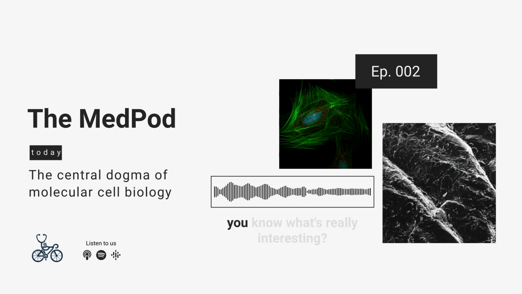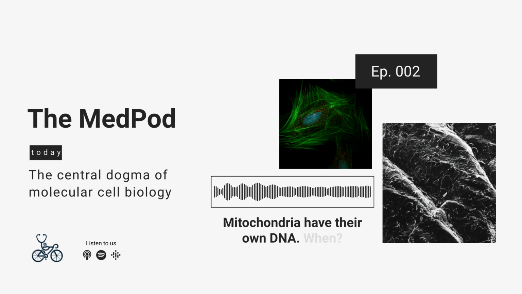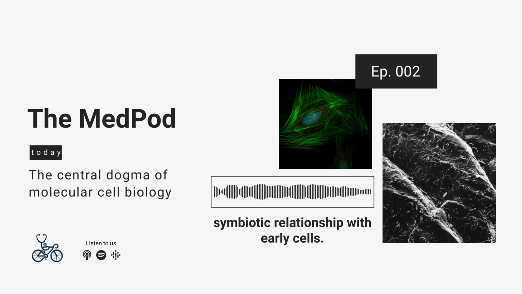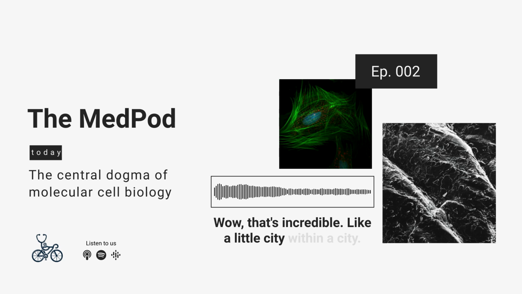Keeping everything running. And you know what's really interesting? What? Mitochondria have their own DNA and ribosomes. Wow. It suggests they were once independent organisms. No way. Yeah, that formed this symbiotic relationship with early cells. Wow, that's incredible. Like a little city within a city.